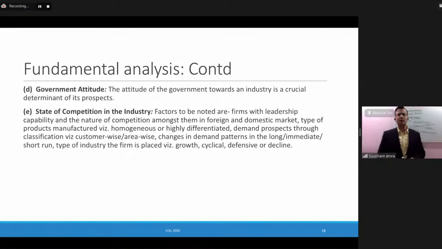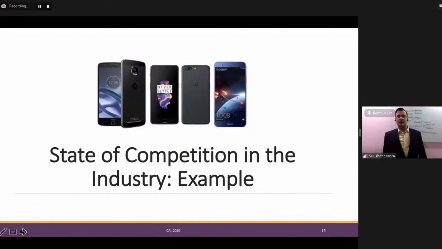E point, state of competition in the industry. You have to see what the competition is, how they're segregated, how they're differentiated, how they're placed. You can see over here the massive state of competition in the industry. You can see a few of the mobile phones, again taken from Google. When we talk about today, there are so many options available: Vivo, Oppo, iPhone, OnePlus, and Motorola. A lot of companies are there.